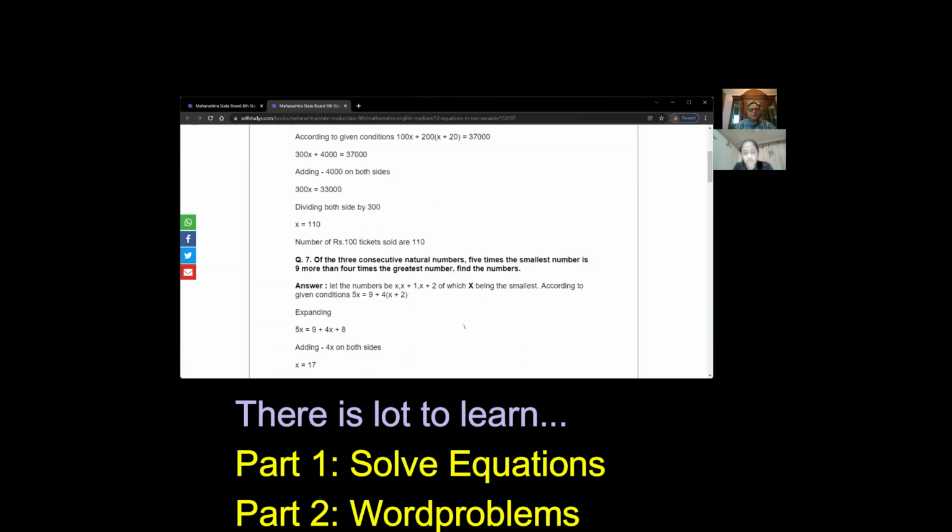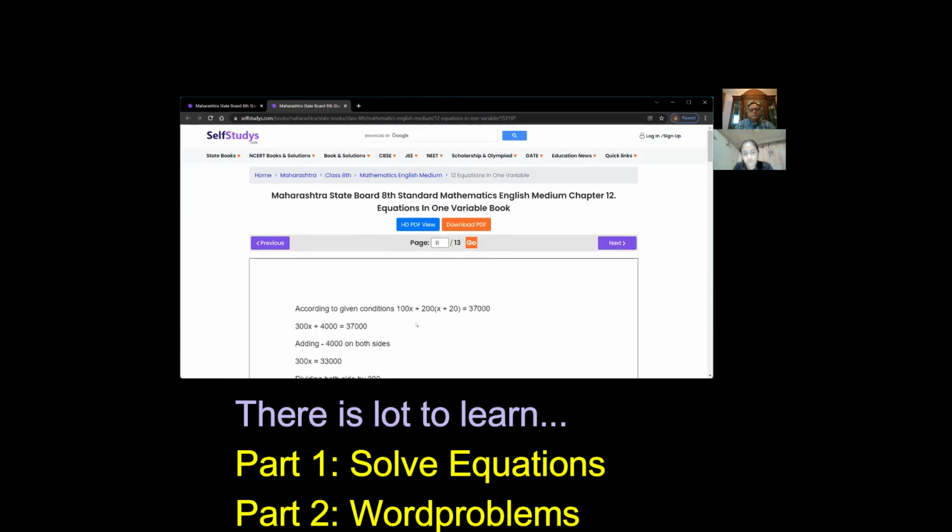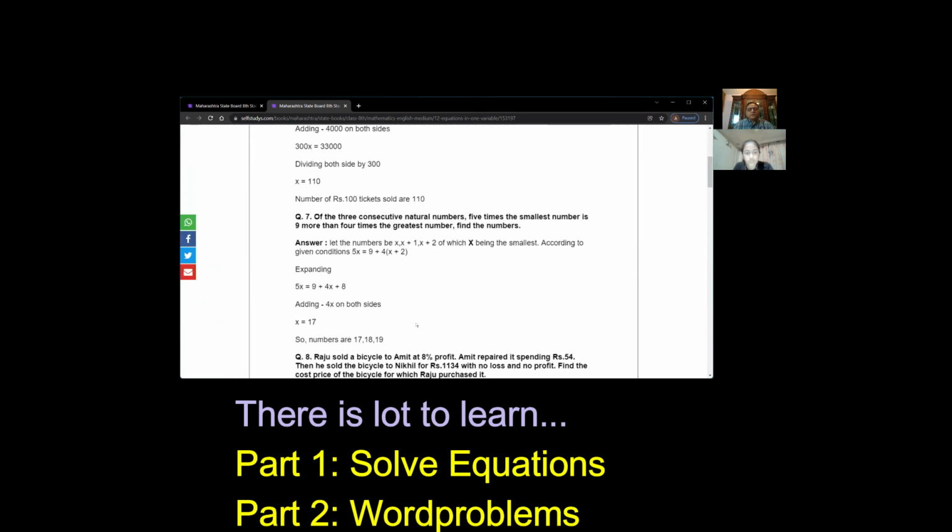Yeah, let's see the word problem. Okay. Can you please read the word problem here? Go down here. Yes. Question number 7. Can you please read this? Of the 3 consecutive natural numbers, 5 times the smallest number is 9 more than 4 times the greatest number. Find the numbers. So, do you understand the question? Can you solve it?